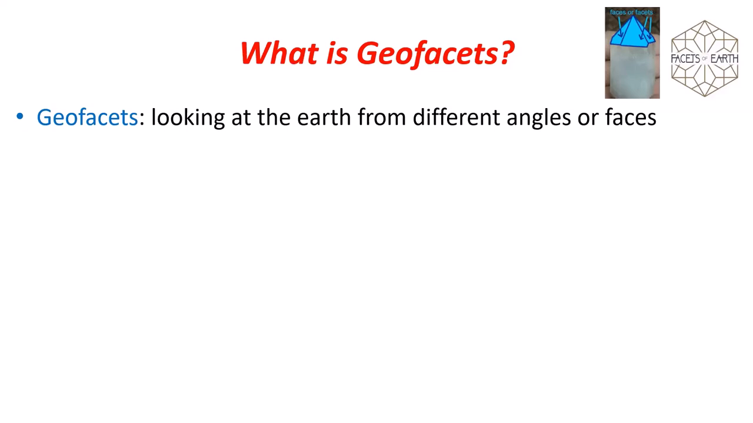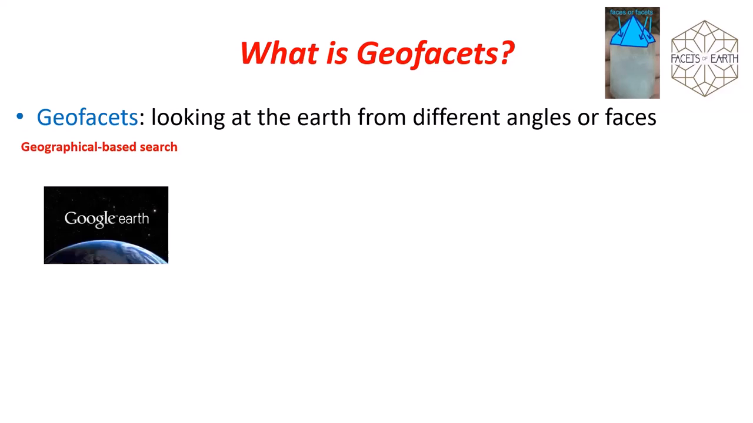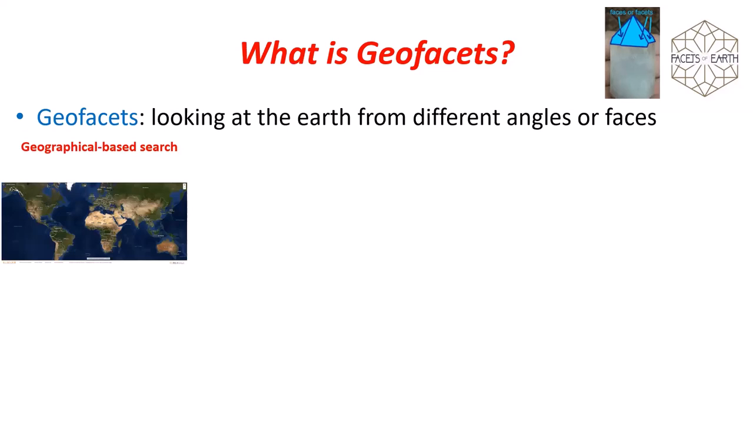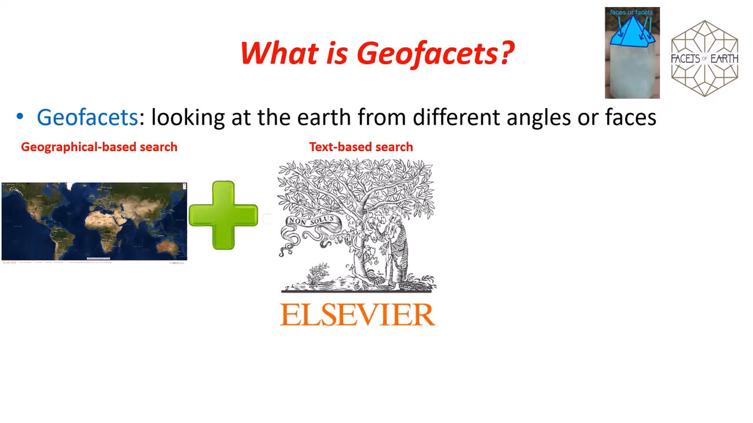But I prefer to look at GeoFacets as a combination of geographical based search, for example like Google Earth, which provides us with a map of any locality all over the world. If you add to that a text-based search, like for example Google Scholar, or Elsevier by itself, which includes a lot of journals and electronic books, a lot of information, you can search any text within this huge database.